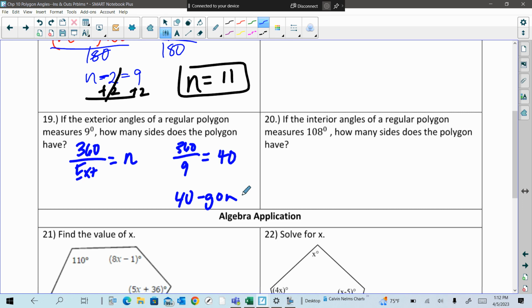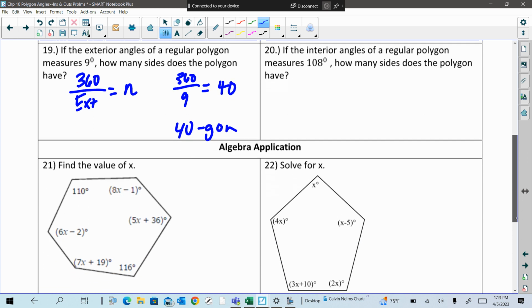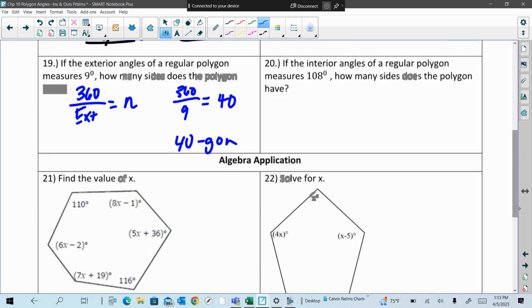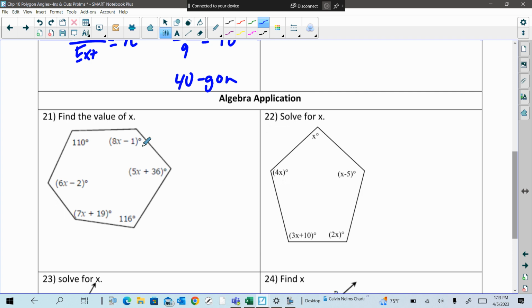Then you're going to have some algebraic application. The breakdown is just, are you given measures inside or measures outside? If it's anything measured or shown outside the polygon, that's using 360. If it's anything measured inside, like 21, all these measured angles are inside. So the first thing you have to do is always find your sum of your interior angles. That means you're doing n minus 2 times 180.